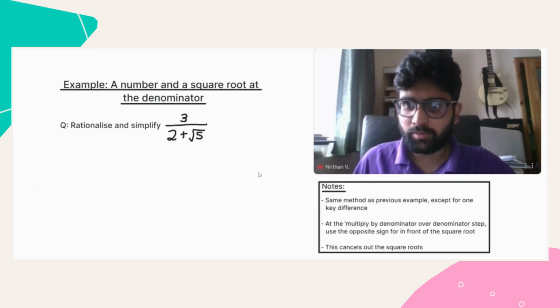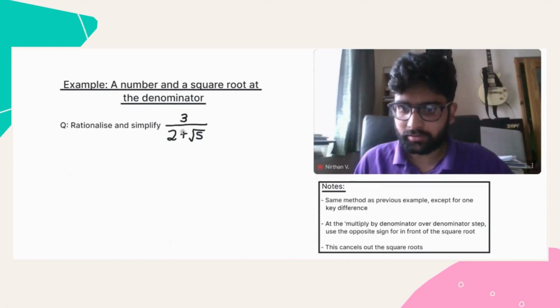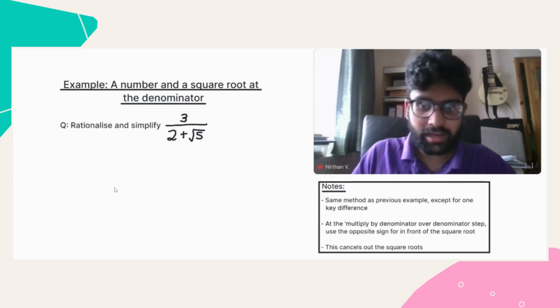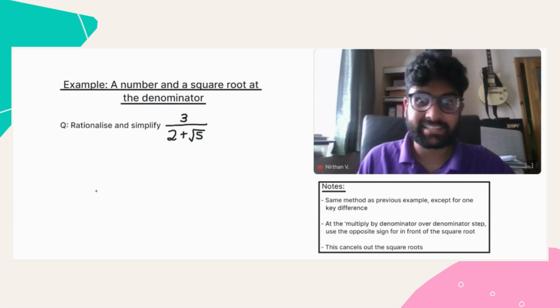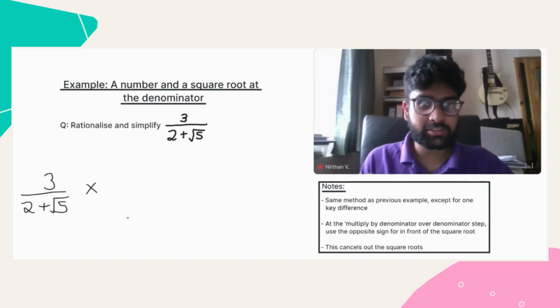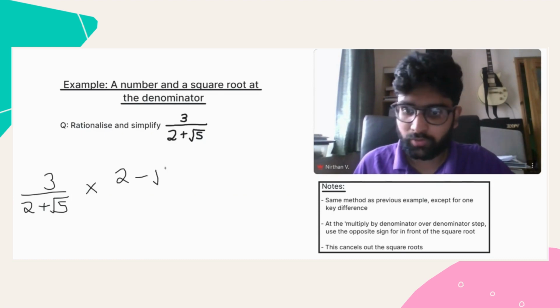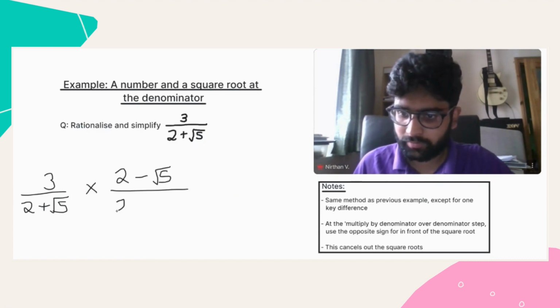Now let's look at an example when we have a number and a square root at the denominator, like over here. So when this happens, the method is exactly the same, except for one key difference. So once again, we multiply by the denominator over the denominator, except that we change the sign in front of the square root to the opposite sign. So either from plus to minus or from minus to plus. So in this case, we're going to go from plus to minus. So we multiply by 2 minus root 5 over 2 minus root 5.